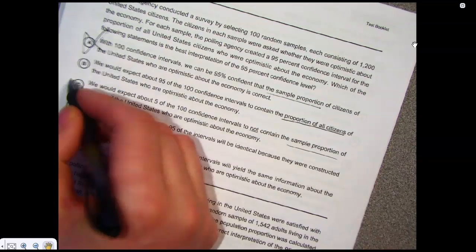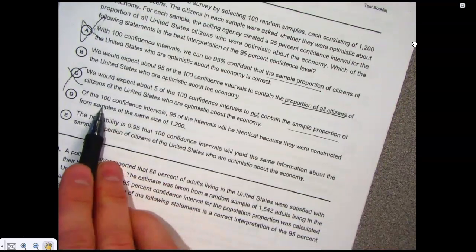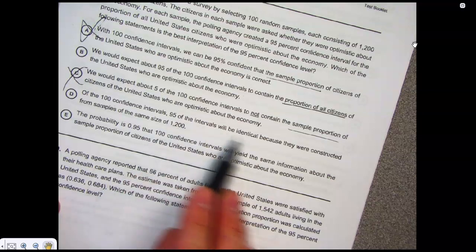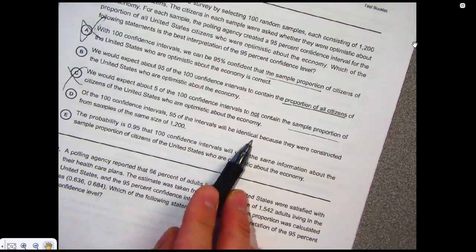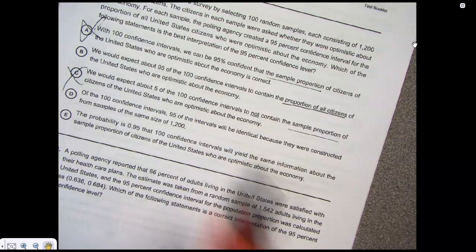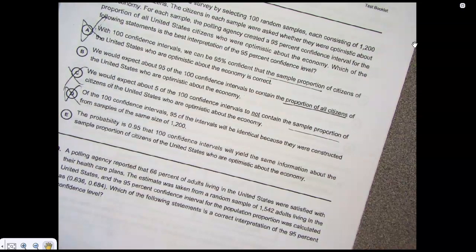This one says sample proportion. No, that's out. This talks about 95 of the intervals will be identical. If I just keep taking samples over and over, will the samples all be identical? If you go ask 70 different people the question you asked them on Monday, will you get the same thing every time? No.